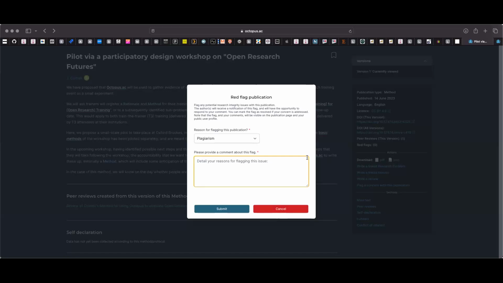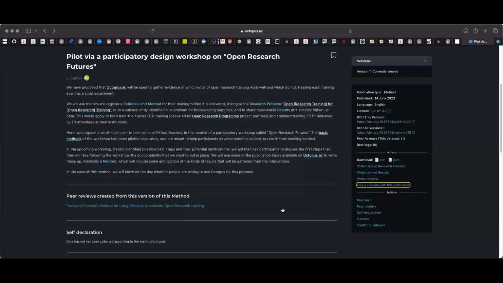And finally, it will open up a dialogue between myself and the authors of this publication, where we can discuss the concern that I have and hopefully work towards resolving it. There's almost a chat thread between myself and the authors that will open up through me raising this red flag. That thread is also publicly available so that everyone can have a look at the discussion that was had around this concern. And at the end of that discussion, hopefully that leads to the person who raised the red flag rescinding it and it being struck off from the publication.